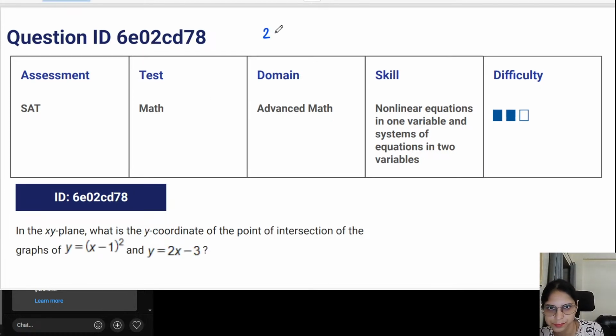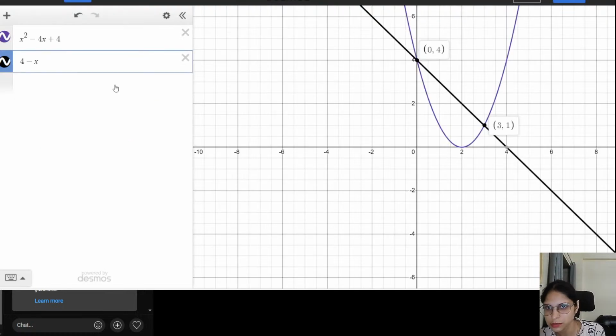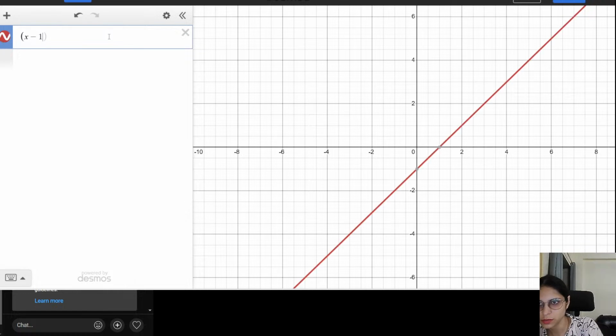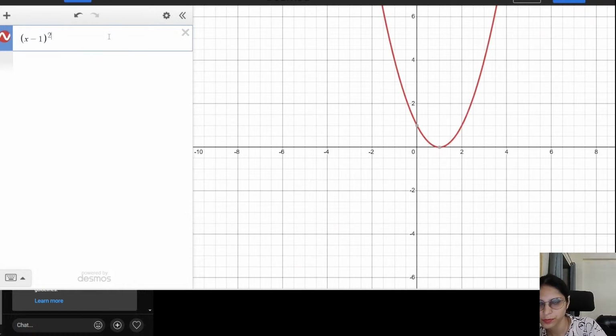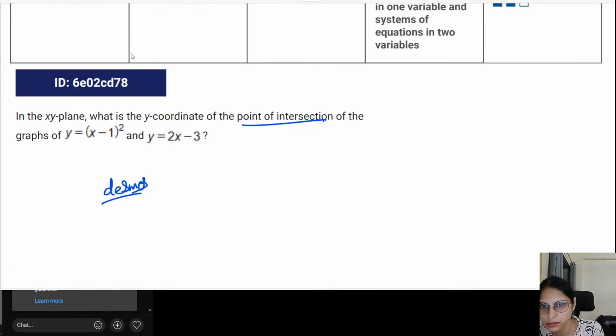#29. Again, they're looking for the point of intersection. So here you can do Desmos. That's preferred, because you cannot cancel anything. So this is just x minus 1 squared and 2x minus 3. 2 comma 1. And they want the y coordinate, because they're getting the point 2 comma 1. Answer is going to be 1.